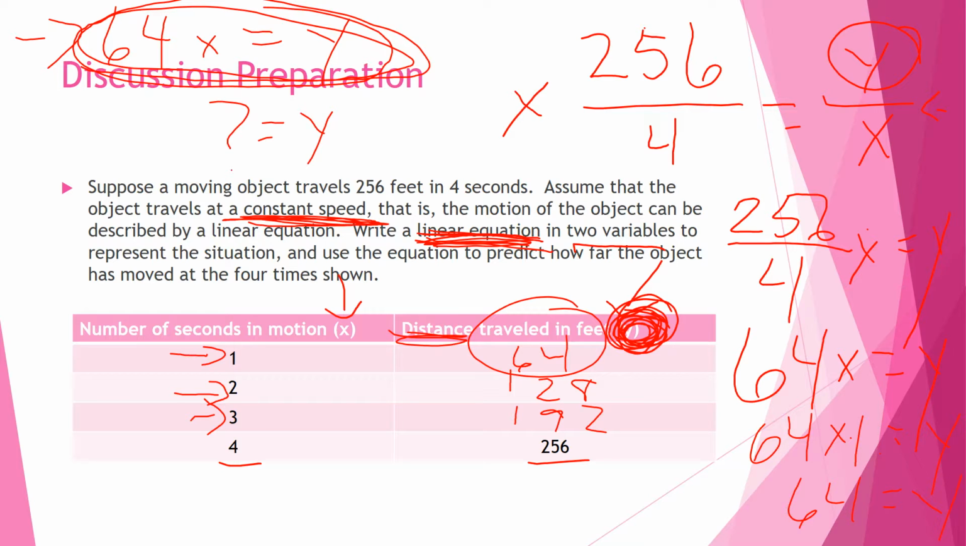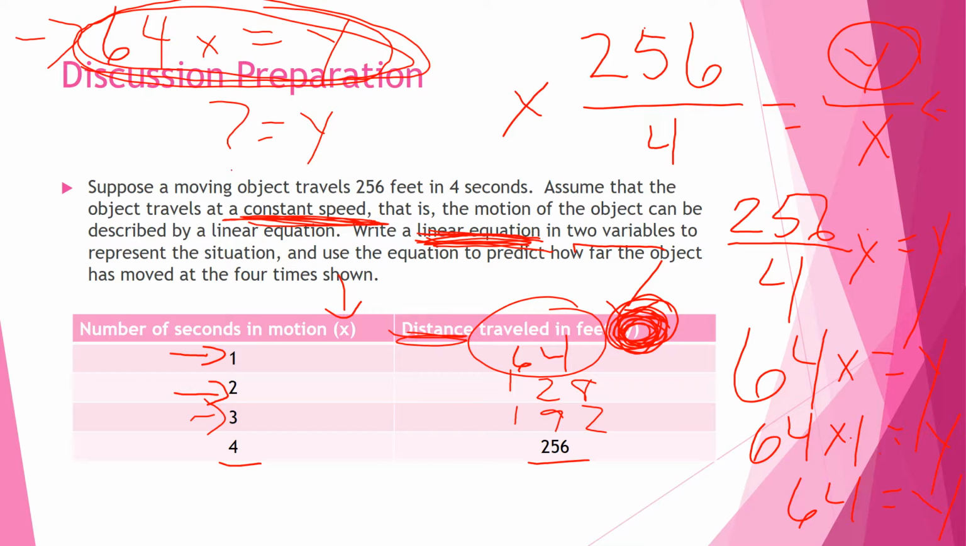So if we plug in this one, 64 times 1 equals y. So in 1 second, it's going to travel 64. So take a moment and pause your video to figure out the rest of these. Plug in x for our equation.